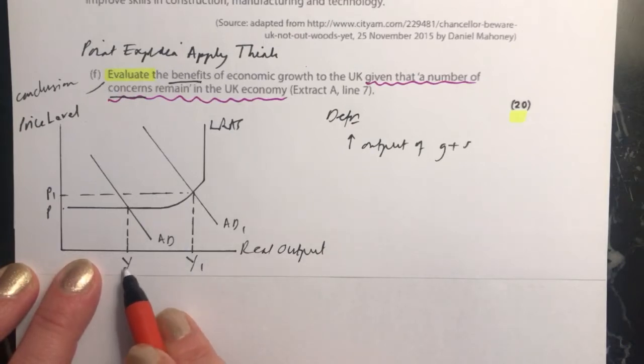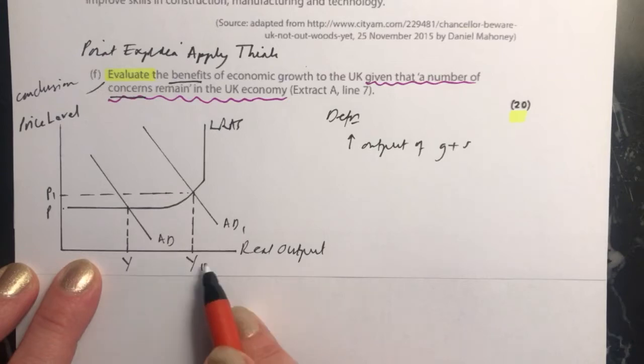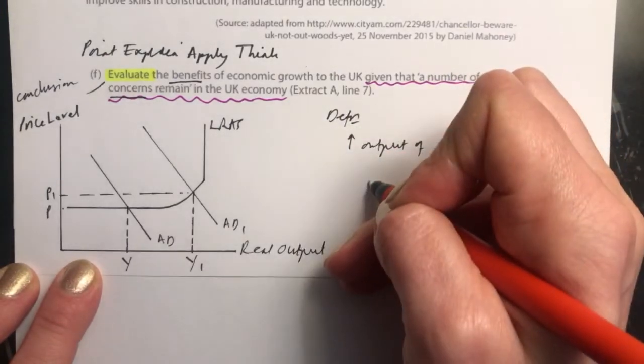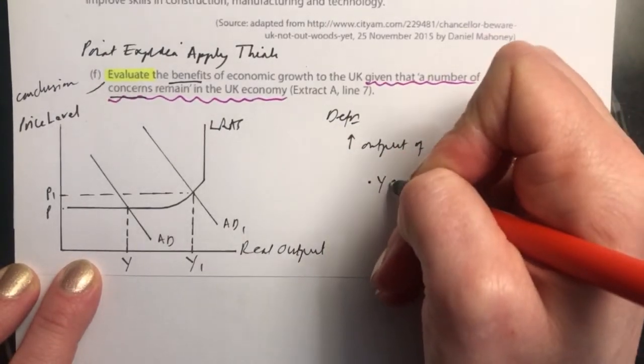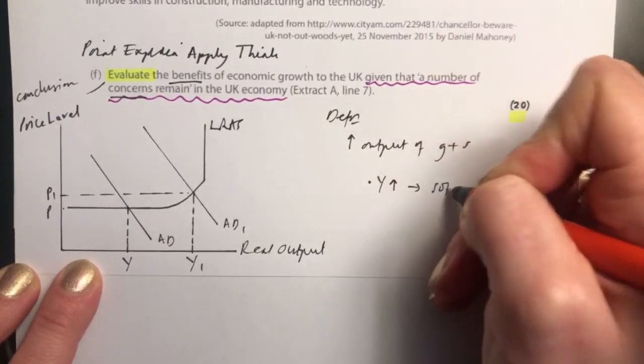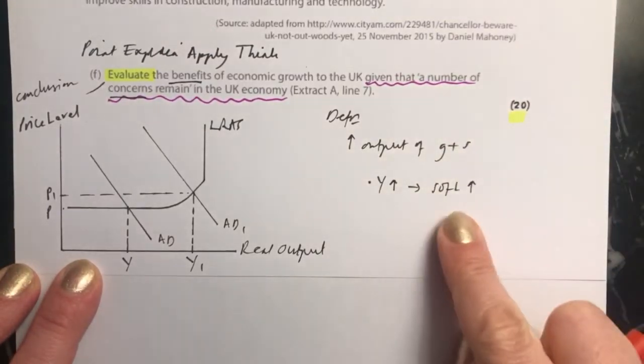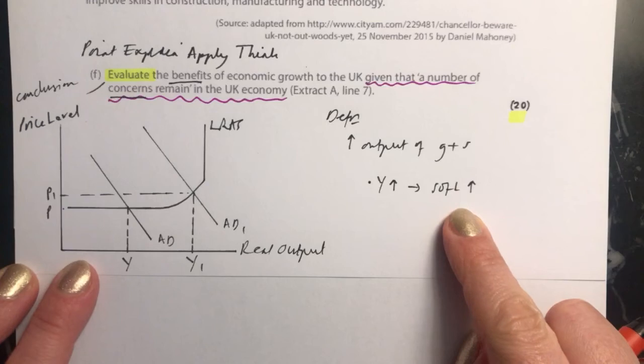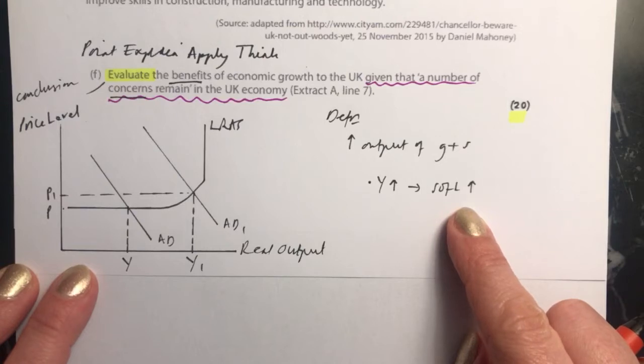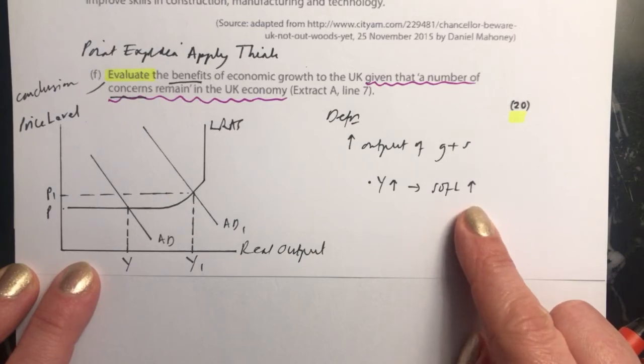So for example, as incomes go up from y to y1, this could be one of your points. You could say incomes go up, then you could say the standard of living goes up. And you can give examples of why people's standard of living goes up if they have higher income. So for example, they may be able to afford better housing, they might be able to afford some luxuries, they might be able to go on holiday every year or more often, that sort of thing. So that would be an example of how that would happen.